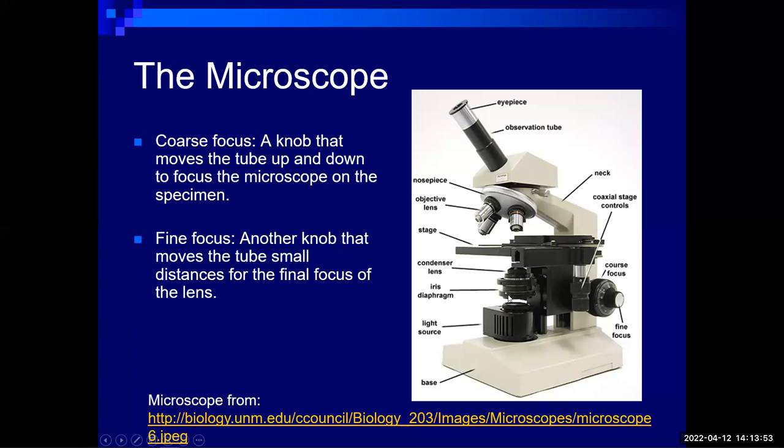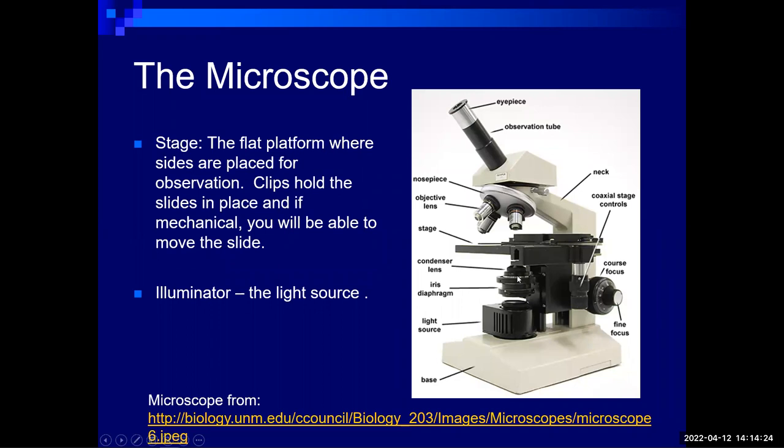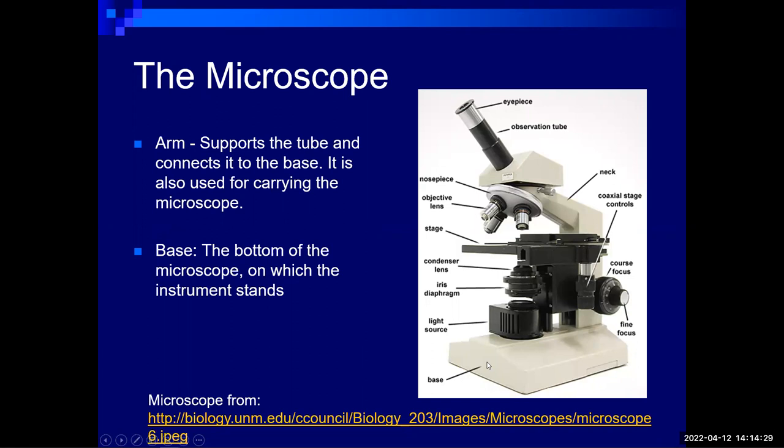Then you also have the coaxial stage controls. This knob here, it moves the stage left and right. So the coarse focus and the fine, it moves it up and down, whereas the coaxial moves it left and right, the stage. So on top of here, you'd put the sample that is on a slide, a glass slide, and that's how you move it around such that it falls beneath the lens so that you could visualize or see it. So the stage, that is where you put the slide itself, and the light source is known as the illuminator. The arm, right, so this is the base, the different parts. The arm supports the tube. So arm is also known as the neck, and the base is the bottom.